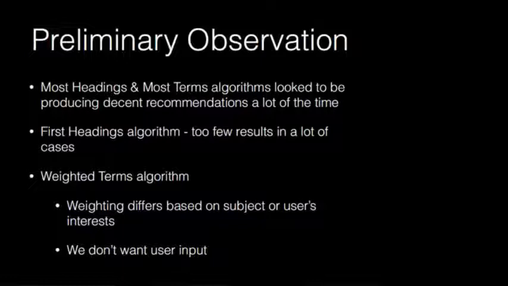And the weighted terms algorithm was an interesting one because you can assign a weight to different subdivisions, and this weight might differ based on a subject or user's interests, and we don't want to ask for user input. It would take a little bit of work to come up with generic weighting for all subjects, one that works well for everything, or generic weightings for broader subject areas depending on the query. So we decided to forego testing on that one for now, to see if the other ones produced any decent results before we focus on what to weight and how to weight things and stuff like that.